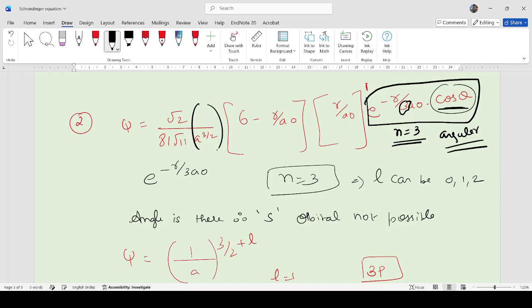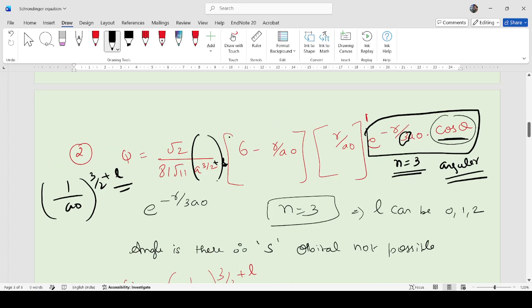Now go for this part. 1 by 3 by 1 by a naught power 3 by 2 plus L. Ma'am, here also nothing is provided, ma'am. Wait. Look at your previous case.